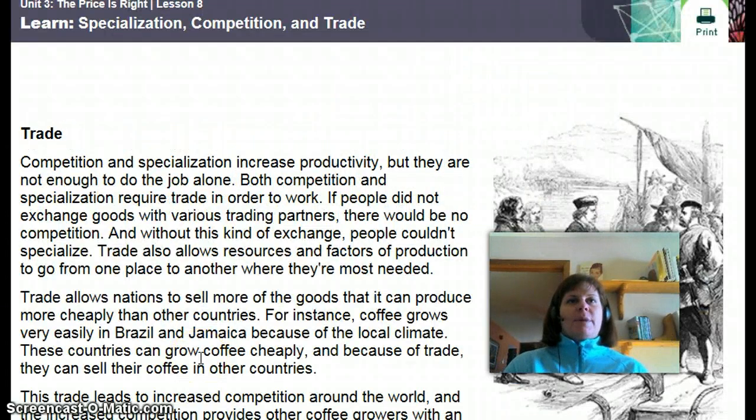Trade. Competition and specialization increase productivity, but they are not enough to do the job alone. Both competition and specialization require trade in order to work. If people did not exchange goods with various trading partners, there would be no competition. And without this kind of exchange, people couldn't specialize. Trade also allows resources and factors of production to go from one place to another where they're needed most.